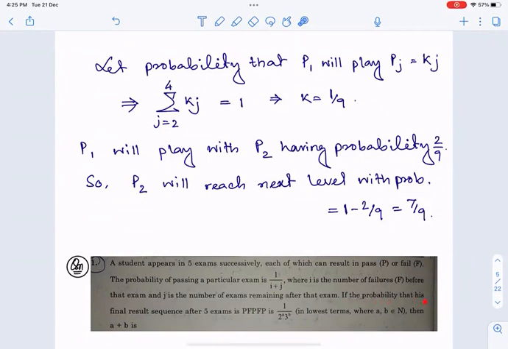If the probability that the final result sequence after 5 exams is PFP is 1 by 2 to the power A into 3 to the power B in lowest form, where A and B are natural numbers, then you need to find the value of A plus B. Now, this is a bit simpler question. So I want all of you to firstly try it, keeping the video paused, and then I'll start discussing. But before my discussion, I want all of you to try this question on your own.